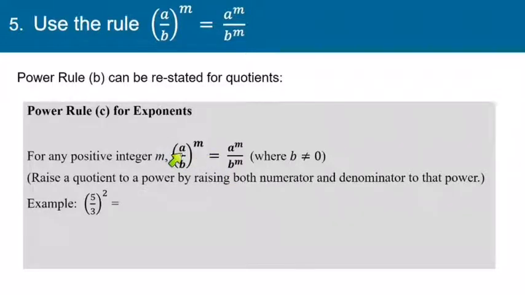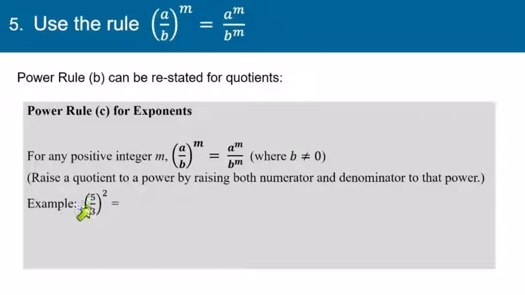But look at what we're doing here. All we're saying is that if the whole fraction is raised to a power, you can apply that power to the top and to the bottom. So you can raise a quotient to a power by raising both numerator and denominator to that power. So let's see an example of power rule C.